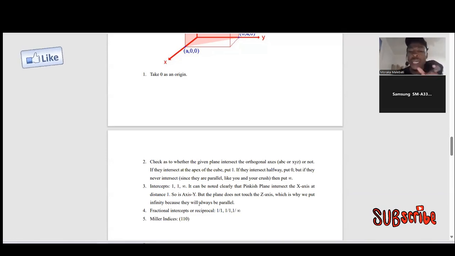So if you were to take the reciprocals of these things, you will say 1 over 1, 1 over 1, and 1 over infinity. 1 over infinity is basically 0. 1 over 1 is just 1. 1 over 1 is just 1. Now you put this in parentheses. So if you are given a certain plane, you'll be able to determine the Miller indices.